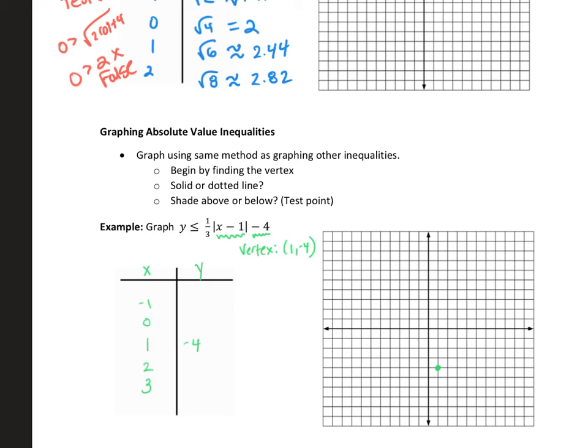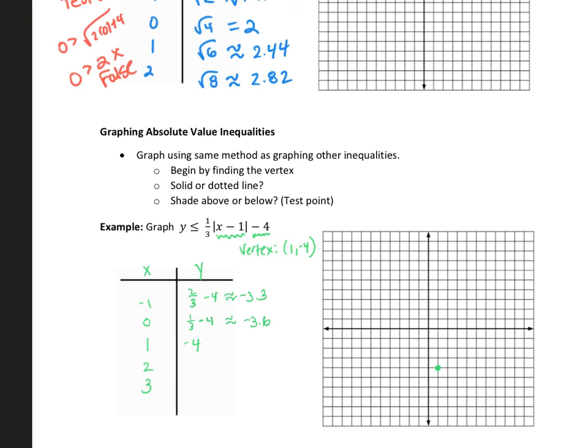Let's go ahead and plug -1 into that original inequality for x. So we have -1 minus 1, which is -2. The absolute value of -2 is 2. Times 1/3 is 2/3, minus 4. And we get approximately -3.3. Plug in 0. 0 minus 1 is -1. Absolute value of -1 is 1. Times 1/3 is 1/3, minus 4. Gives us approximately -3.6.